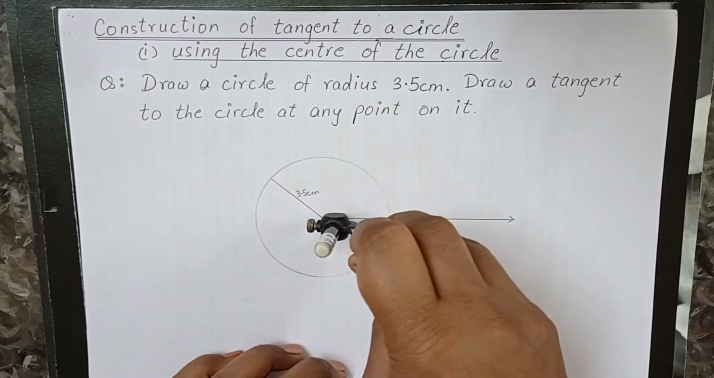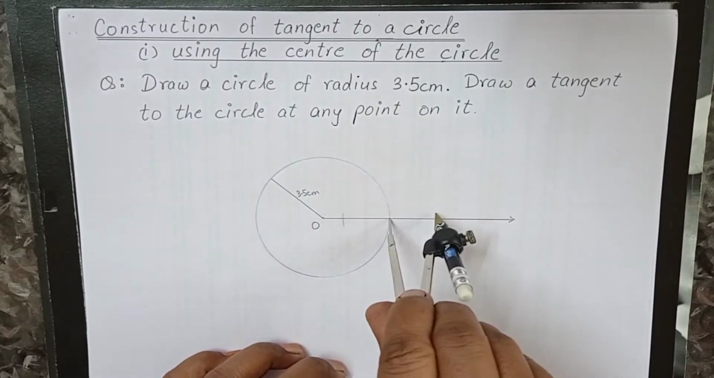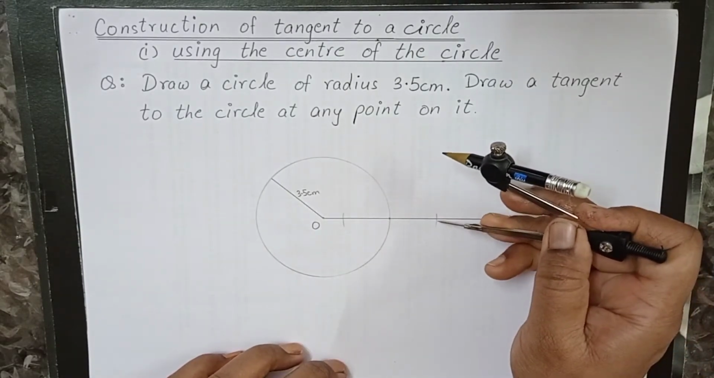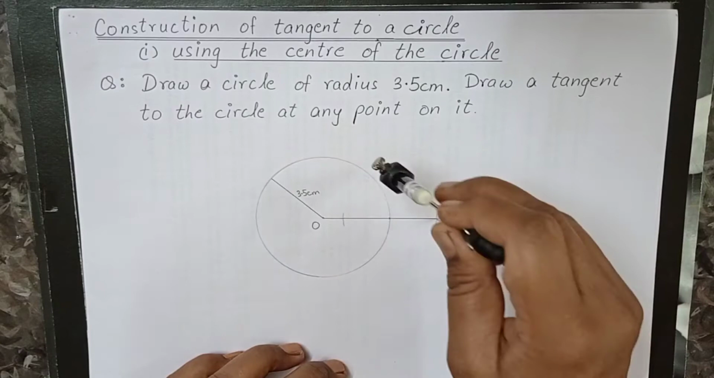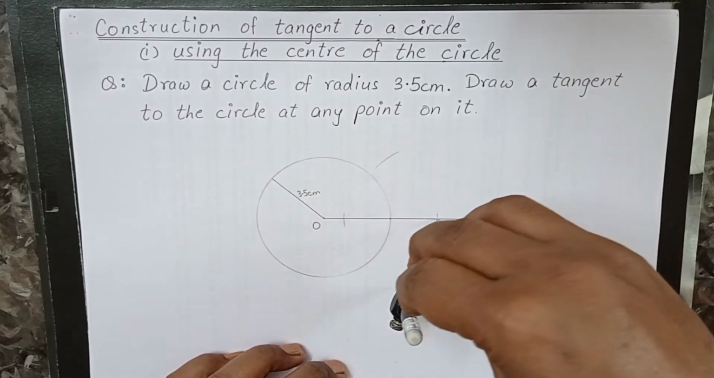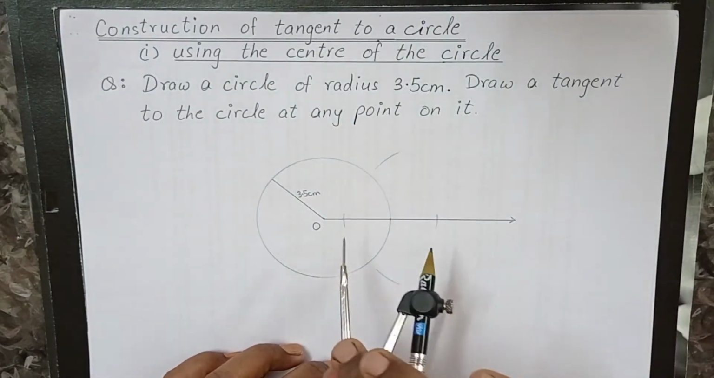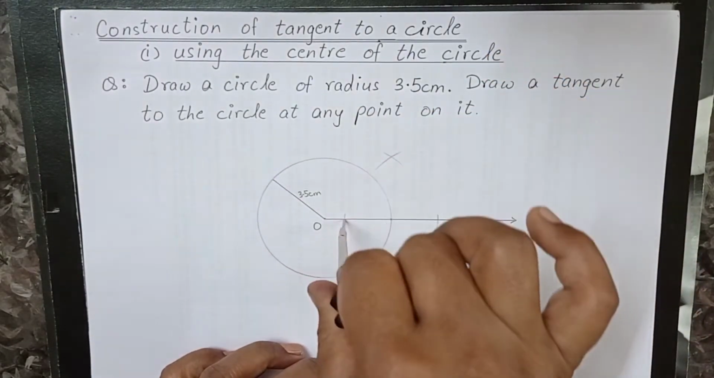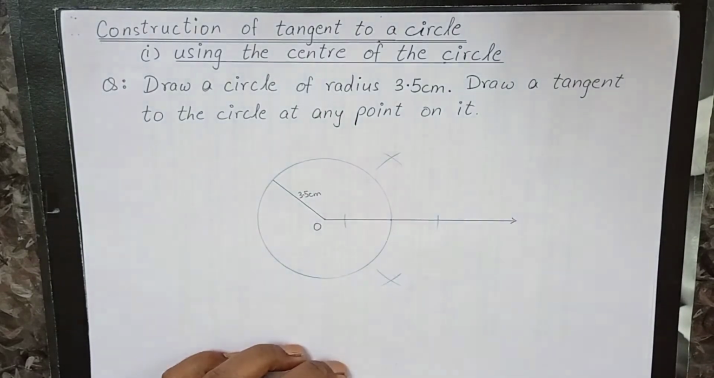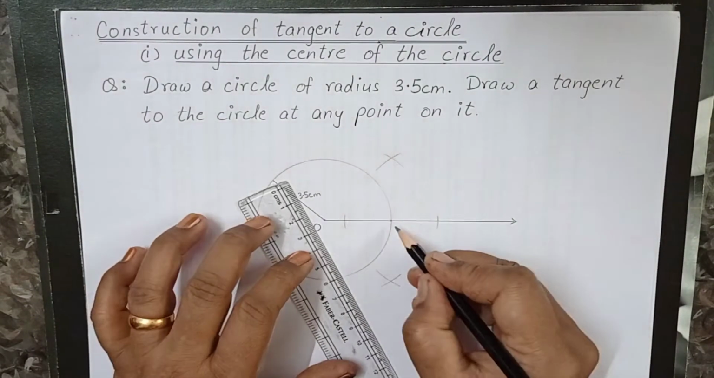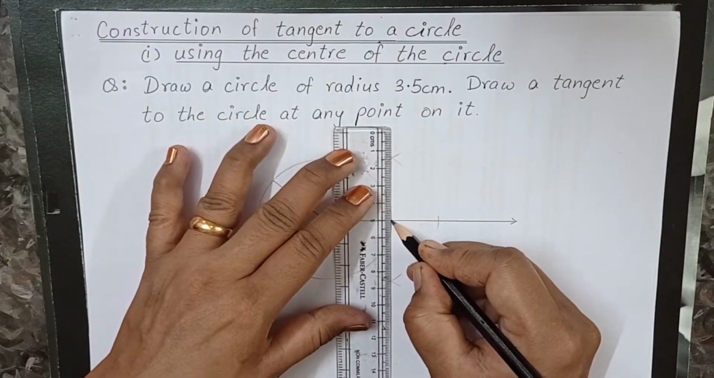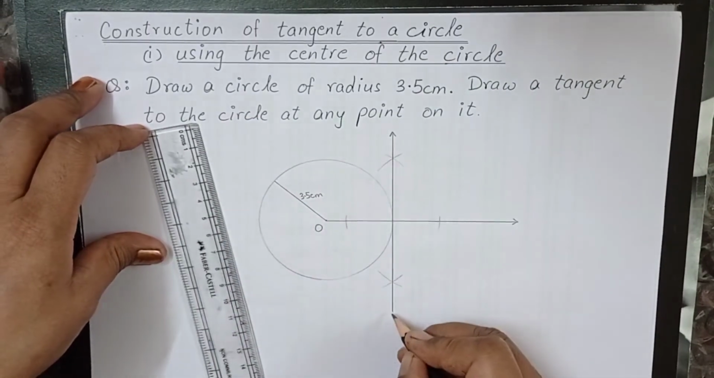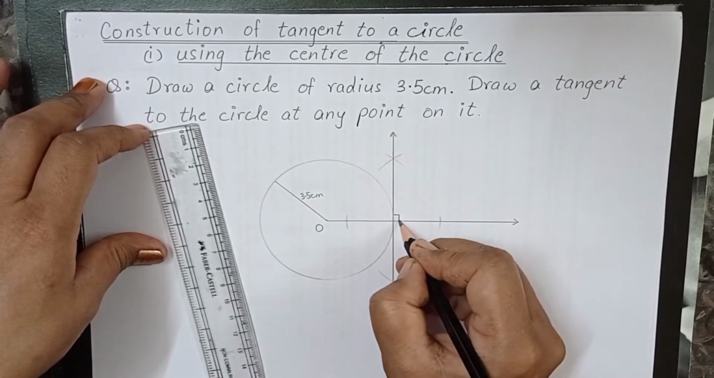So make a cut on the left and on the right. How to draw perpendicular? We have done this before. Again, from each of these, you have to make a cut above and below. And without changing the measurement, from the other point also, you can make a cut above and below. Now just join them. When you join these two cuts, it has to pass through this point. So this is your tangent, which is perpendicular.